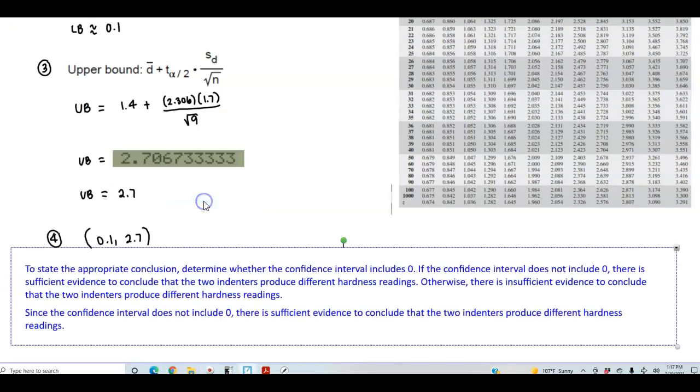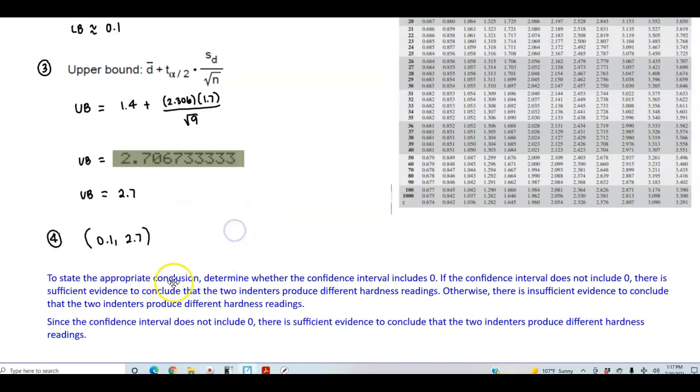Okay, so let's go back to the beginning here where it says to state the appropriate conclusion, determine whether the confidence interval includes 0. If the confidence interval does not include 0, there is sufficient evidence to conclude that the two indenters produce different hardness readings. Otherwise, there is insufficient evidence to conclude that the two indenters produce different hardness readings. If you look at this interval, 0 is not included. So since the confidence interval does not include 0, we can say that there is sufficient evidence to conclude that the two indenters produce different hardness readings.